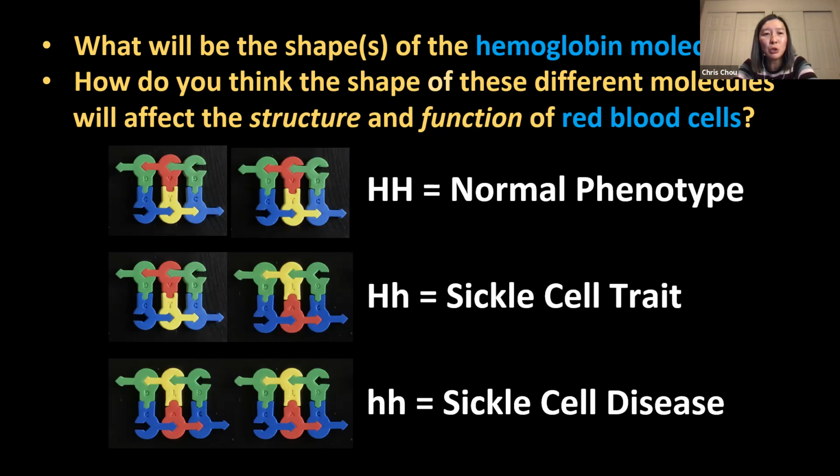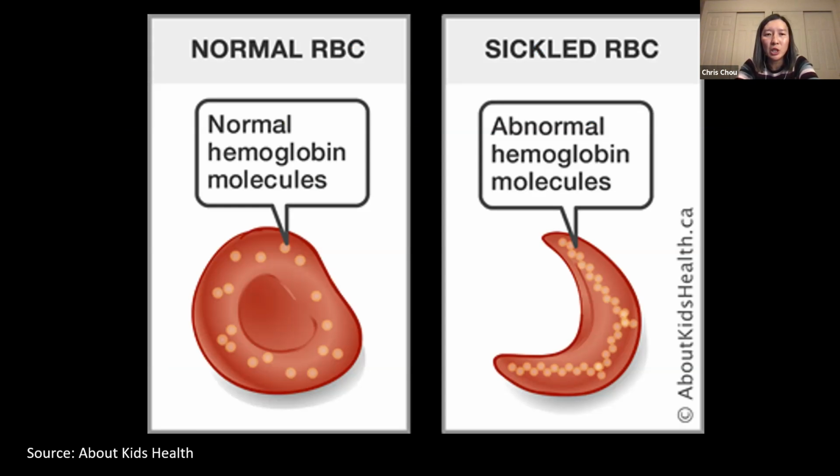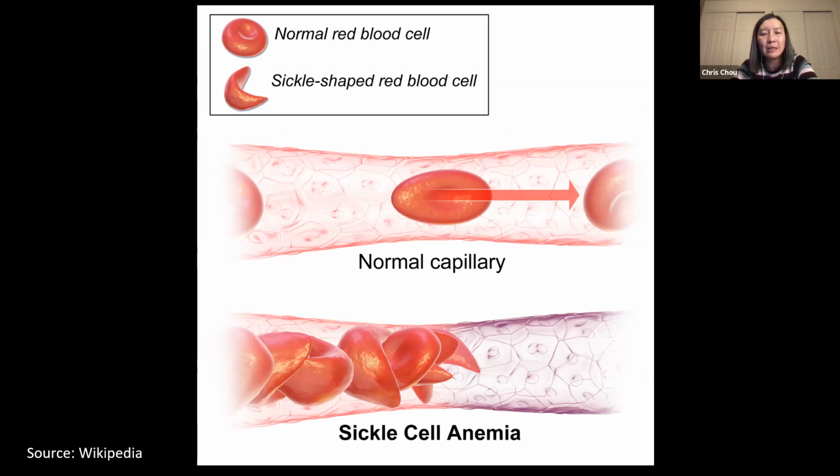And of course, if you get 2 copies of the abnormal beta globin gene, you end up getting sickle cell disease. And so that's how the genotypes show up and what they mean. And in terms of what that means physiologically, having the normal hemoglobin molecules allows your cells to be in that nice round shape. And if you have the abnormal hemoglobin molecules, they're going to stick together, form all those rods that we saw earlier because of the sticky spots. And that means these cells are misshapen and form the traditional sickle shape there.